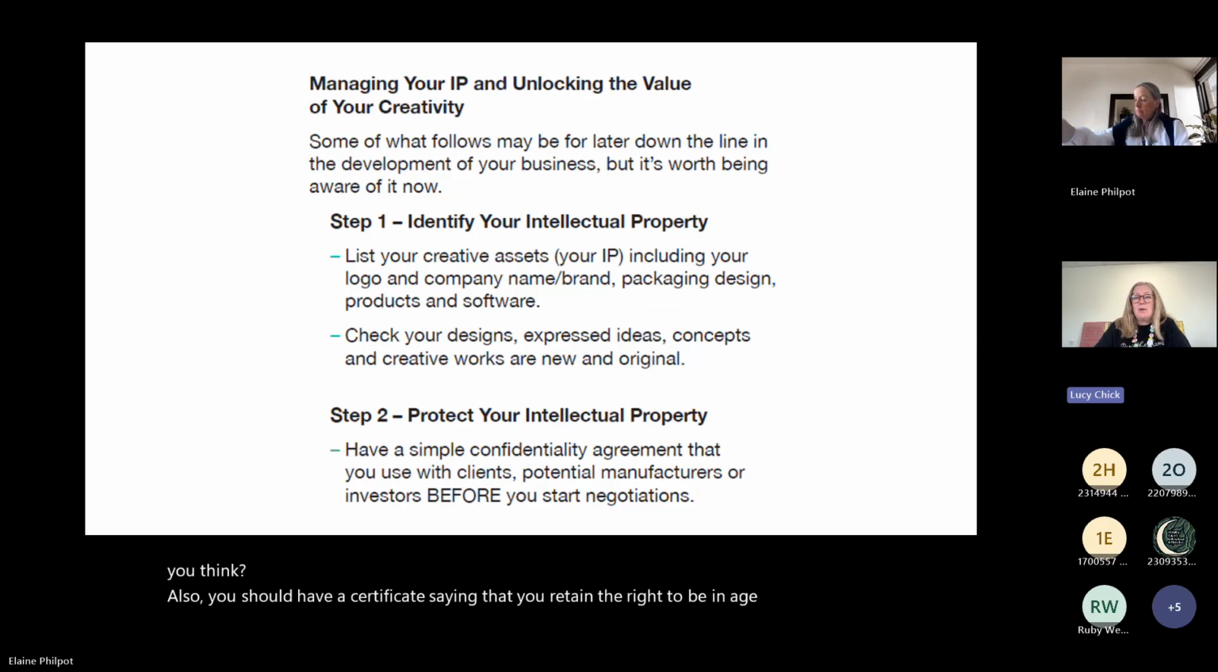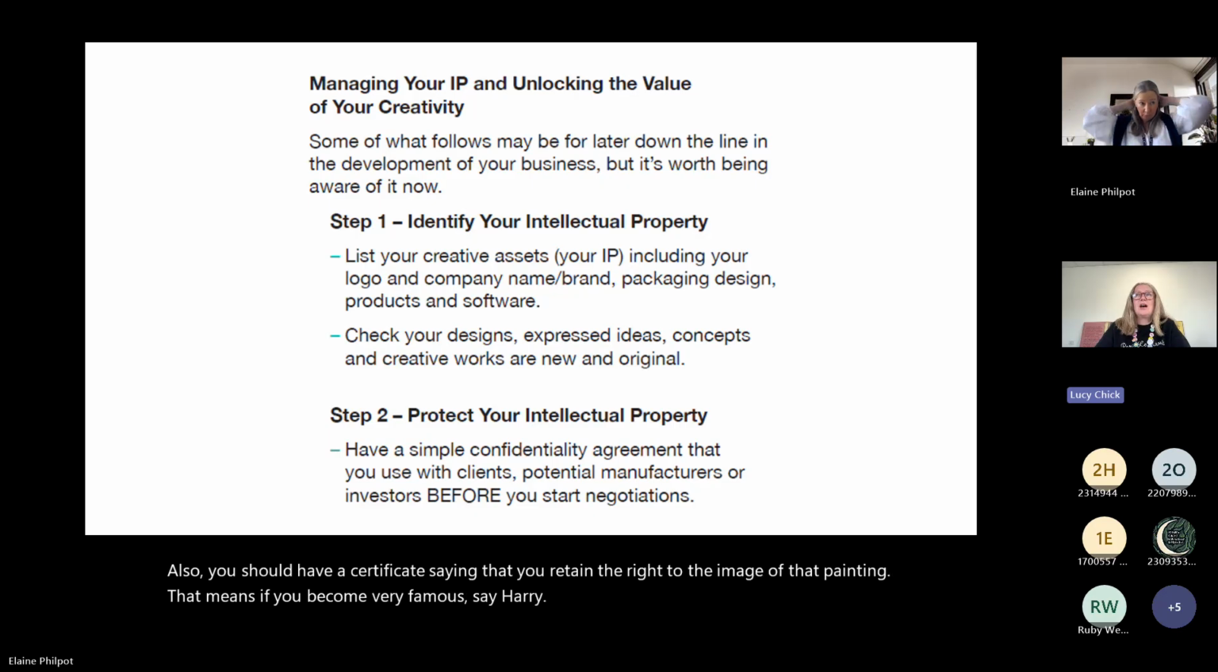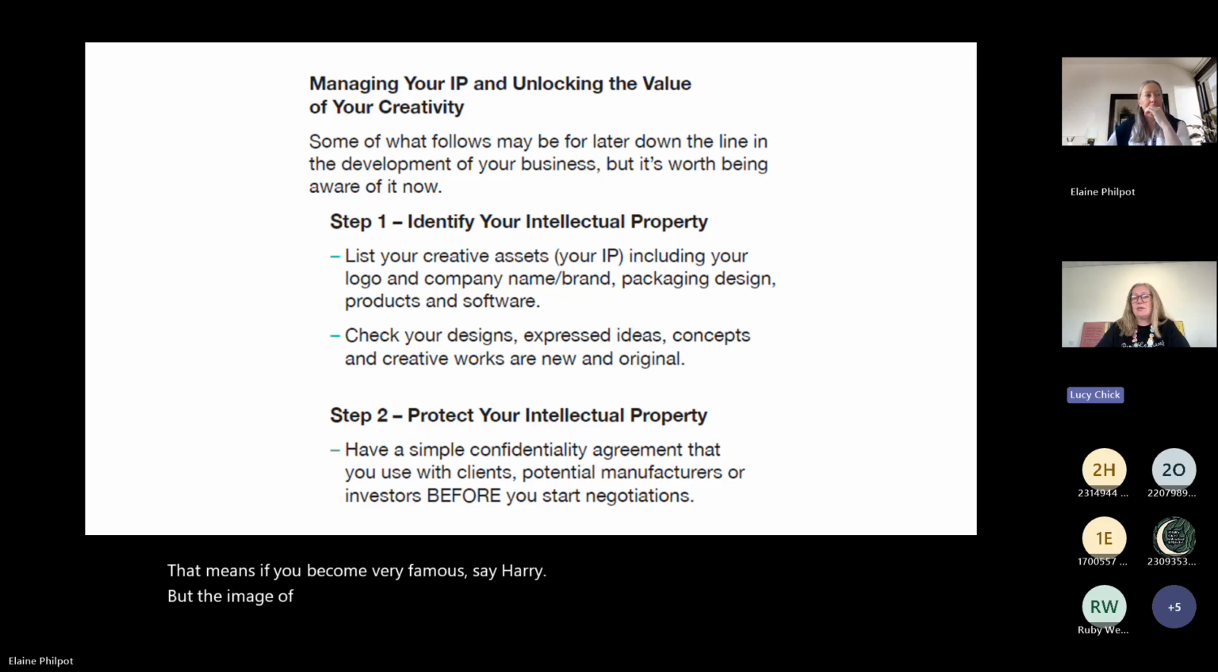That means if you become very famous and say a gallery wants to put the image of your painting onto tea towels and ceramics and onto posters for people to buy, you would get money each time one of those is made. If you haven't done that, the person who owns the artwork would own the image of it.